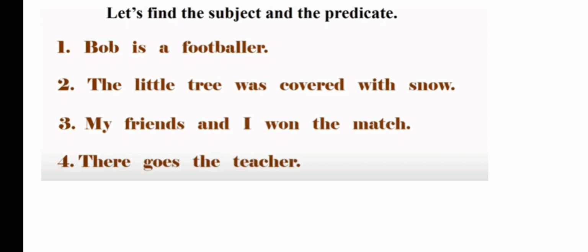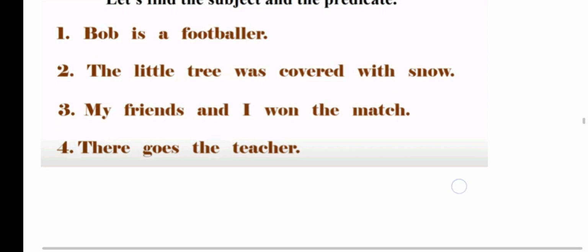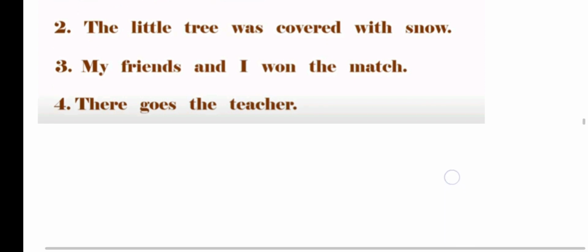Now, the last sentence. There goes the teacher. Now, listen here very carefully. In this sentence, which is the verb here? Goes. Goes is the action word. Now add a question to this verb. Who goes or what goes? But to this sentence, we can say who goes. Who goes? The teacher. So, the teacher, that answer, the teacher is the subject.